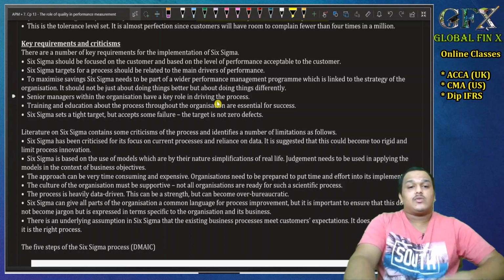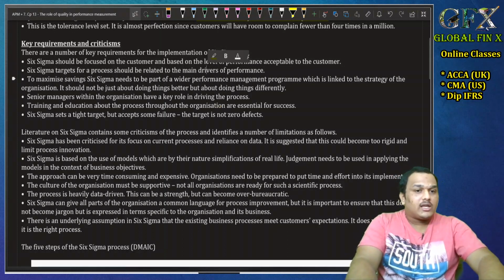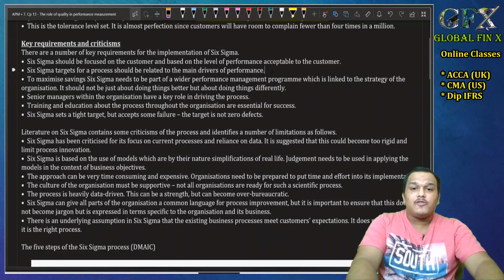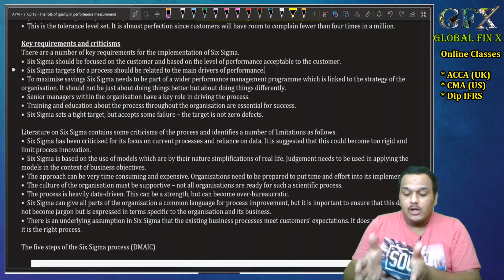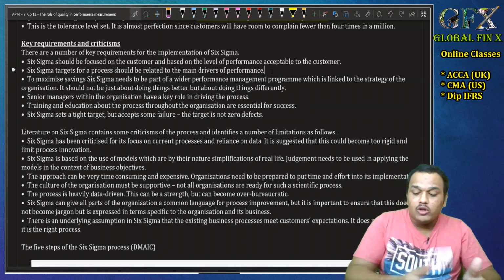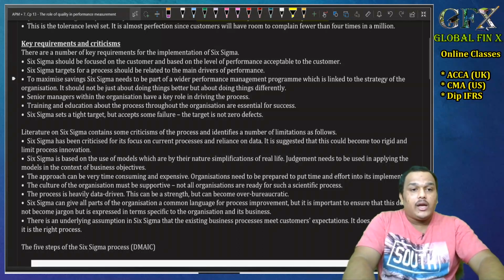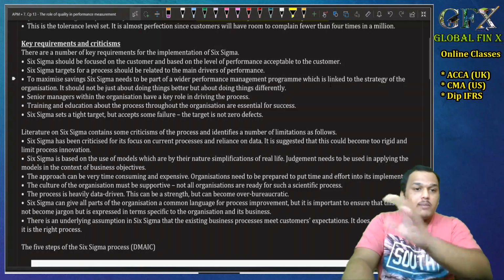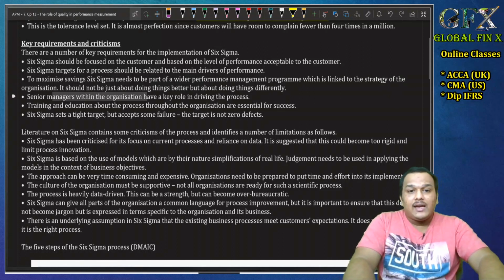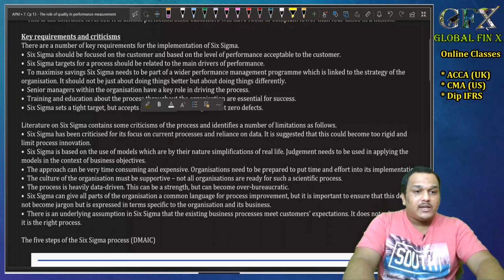Okay. Next one. See this. Six Sigma should be focused on the customer. It should be related to the main drivers of performance, what you actually want to achieve. Your Six Sigma implementation should be more targeted towards what you want to achieve. Where do you want perfection levels? Okay, and maximize it. It should be a part of a wider performance management program like TQM and all. Senior managers should have a very key role. Training and education is required for the management and employees.